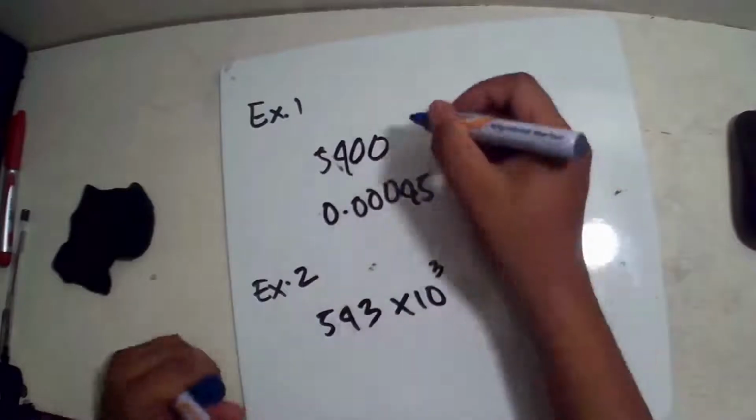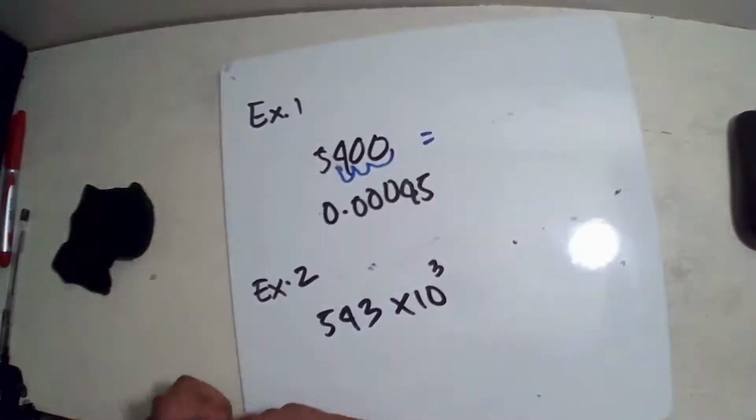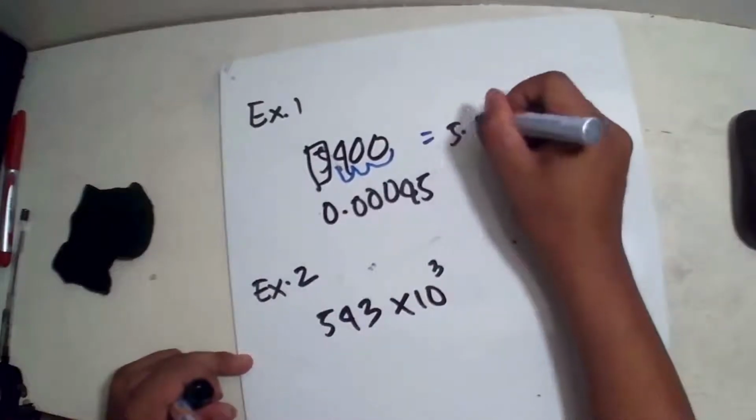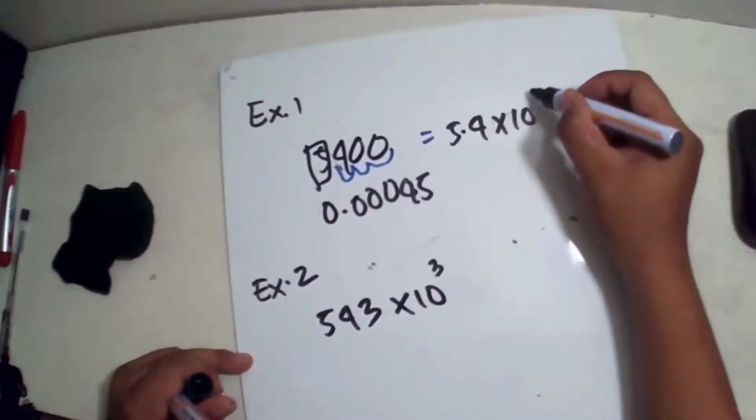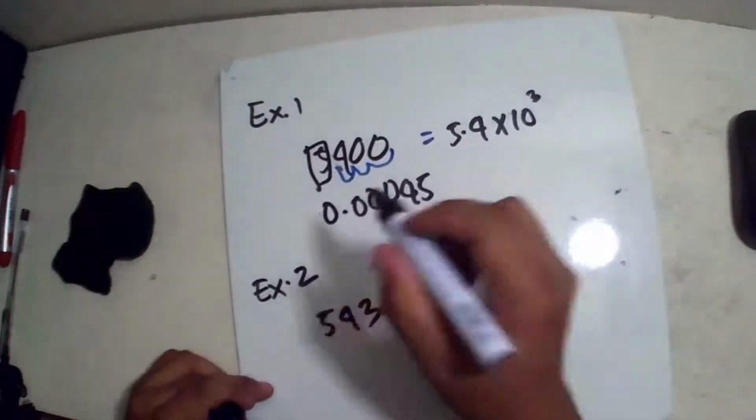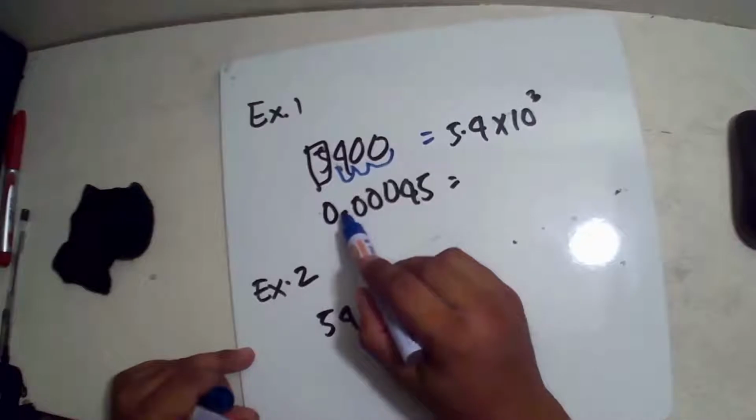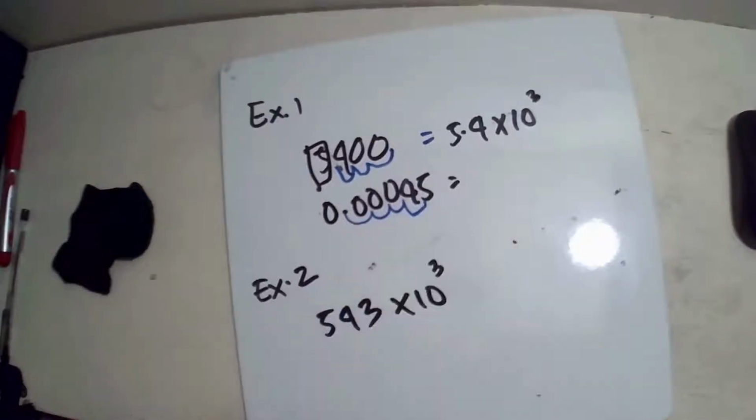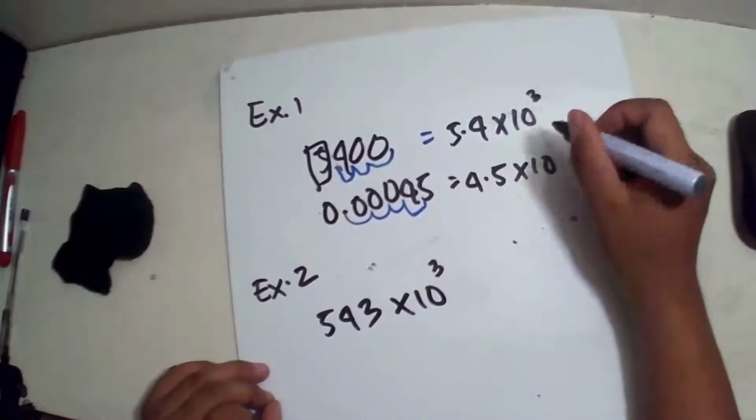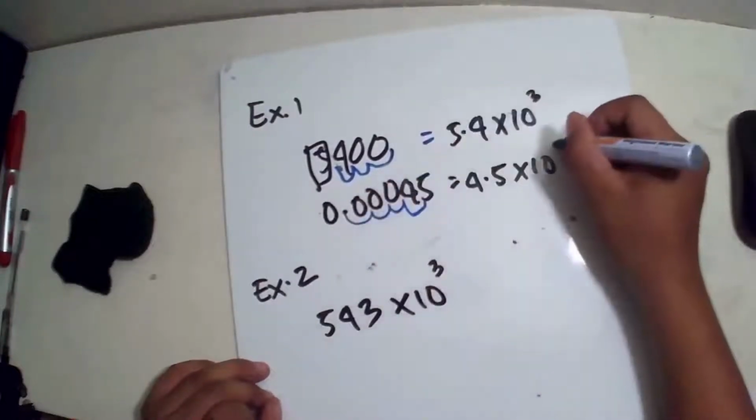For example number 1, we'll move the decimal point from this one, 1, 2, 3. Since it is still on the right side, this is 5.4 times 10 raised to positive. How many movements do we have? We have 3 movements. And this one, the decimal point is here. So we will move from this one, 1, 2, 3, 4. So we have 4.5 times 10 raised to negative, how many movements? 1, 2, 3, 4. Negative 4.